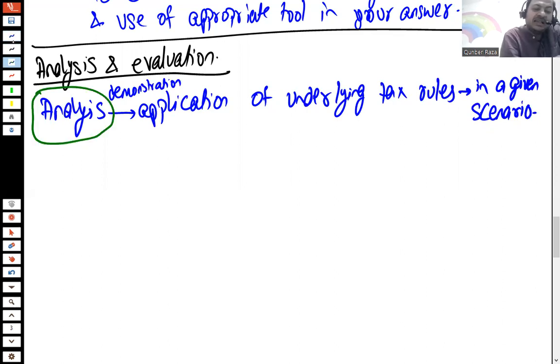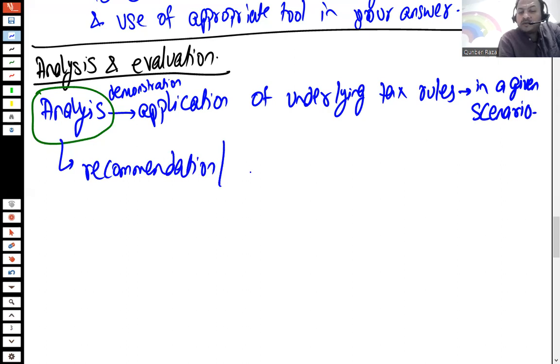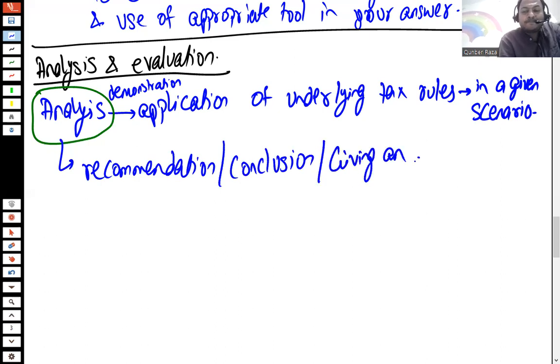At times in this analysis piece, the examiner expects or asks for some kind of recommendation, conclusion, or advice, right? So for whatever recommendation or conclusion you are going to give, you should demonstrate that you know all of the rules. For example, in a business sale situation, you first apply the technical knowledge, and then you need to analyze which situation is better by considering the facts of the question, not in general, right?